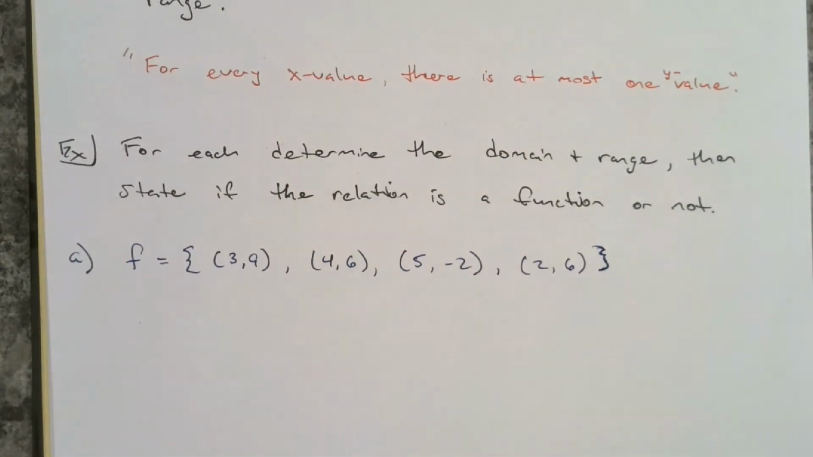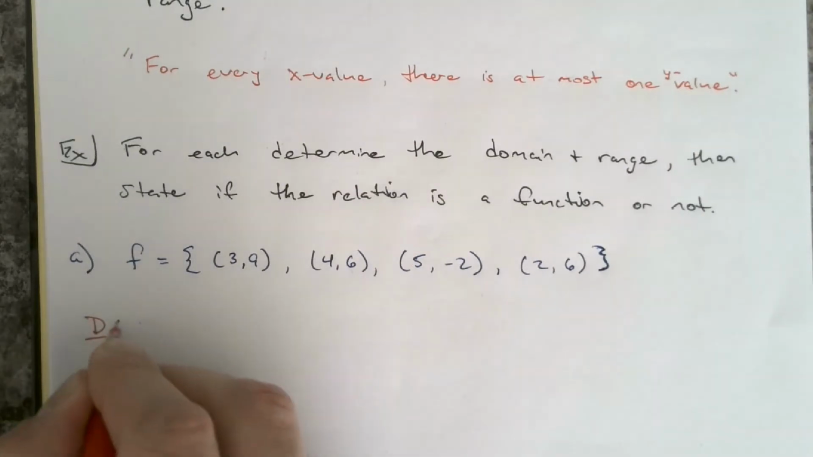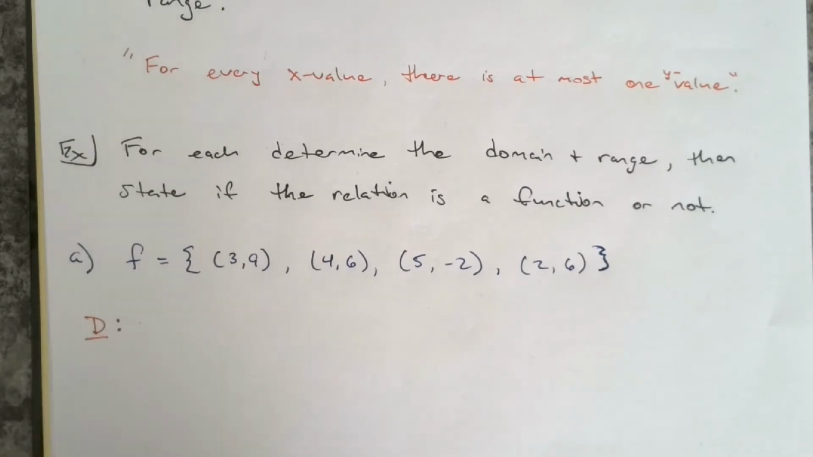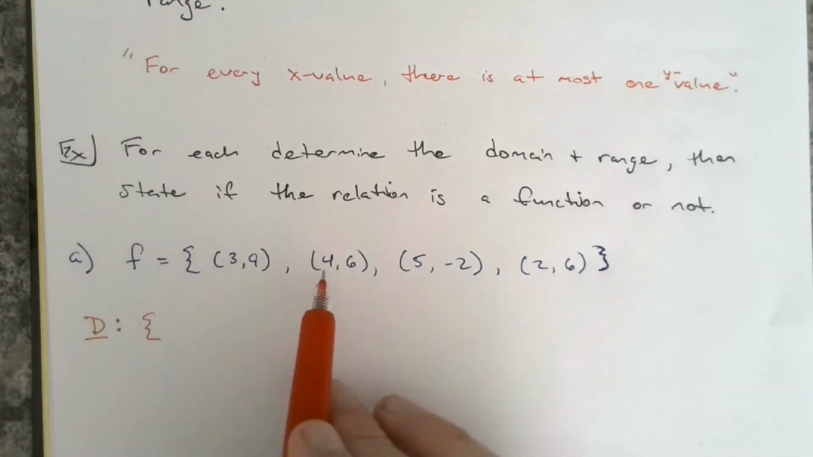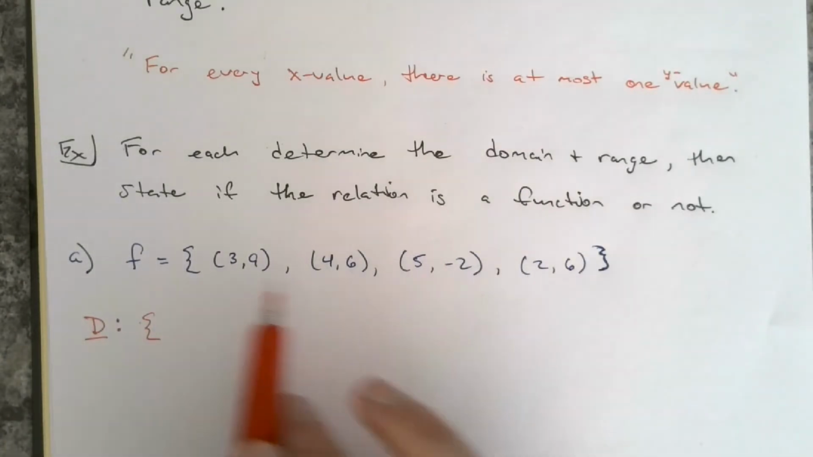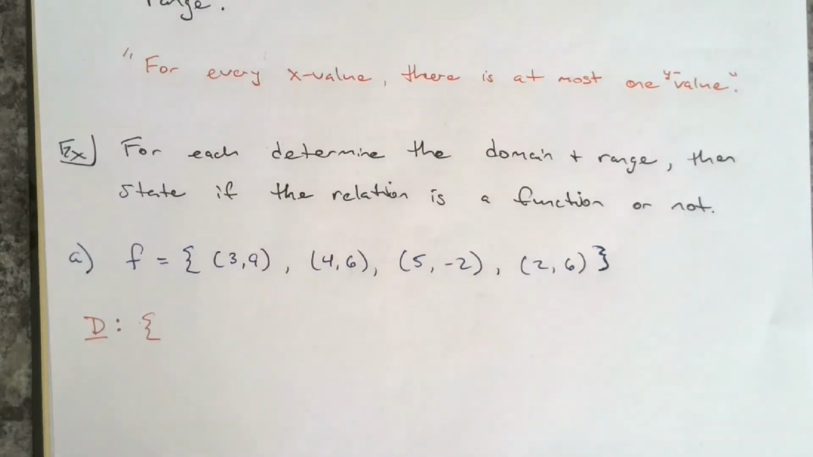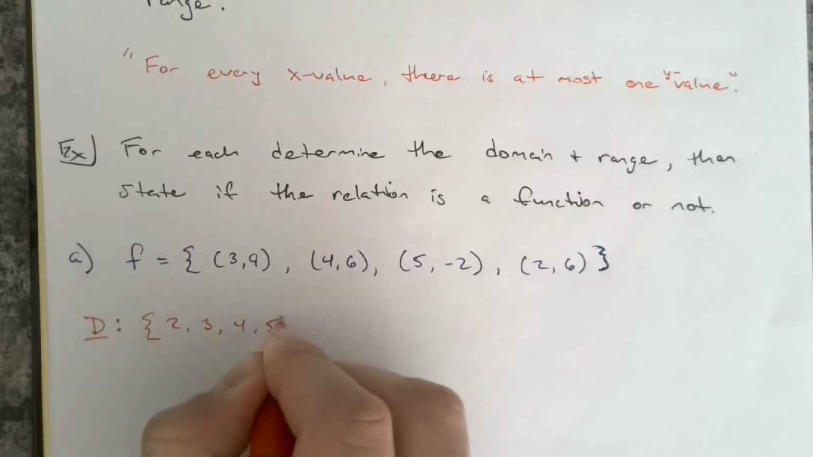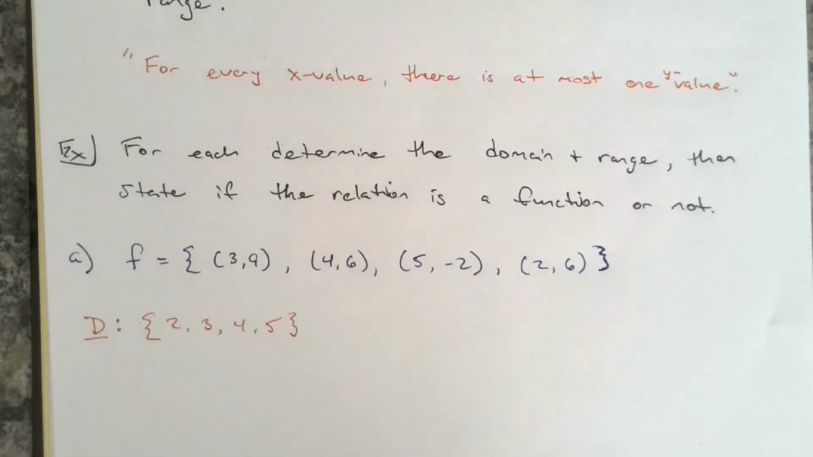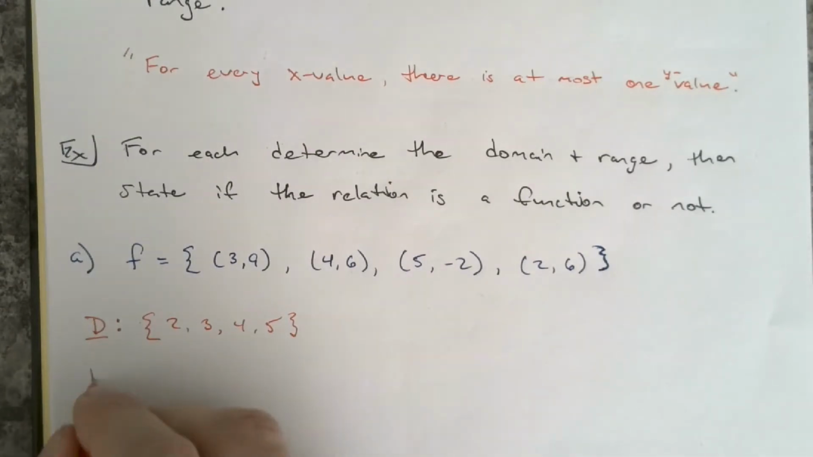And basically we're just going to ask to identify the domain and range and then determine if this is a function or not. So for domain, and I'll use capital D for domain here, the domain is the set of all the x values in the relation. Well, we've got 3, 4, 5, and 2, right? Those first coordinates are always the x values. You don't have to list them in order, but I will here. 2, 3, 4, 5. A set does not need to be ordered, so it's okay to list them in any order you want.